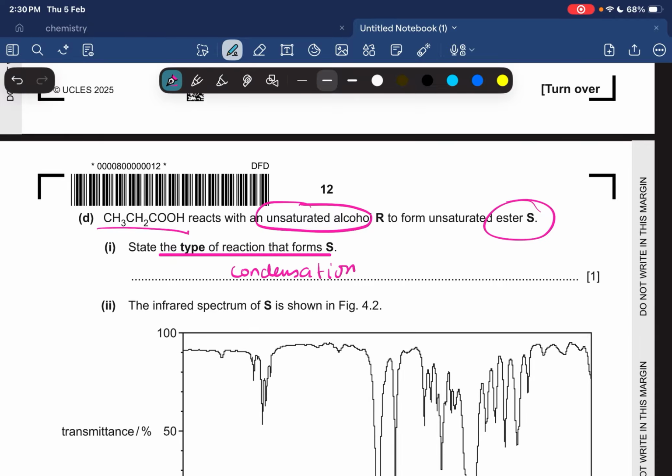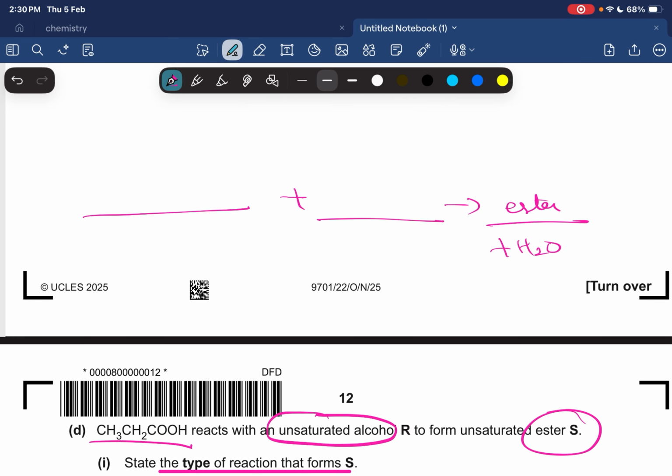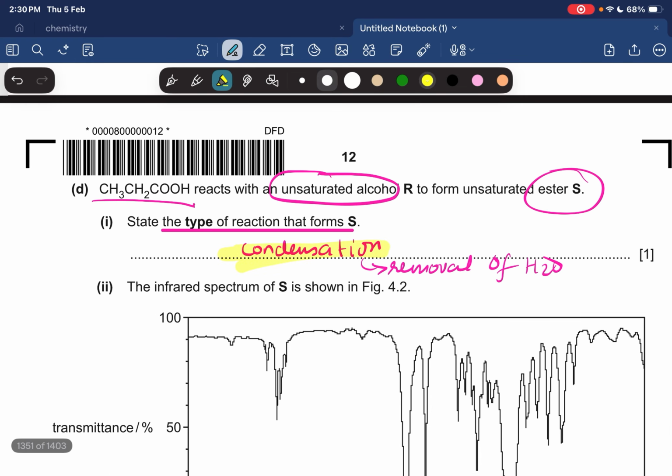Why condensation? Condensation reactions are reactions in which you have the removal of water, right? So what do you do in esterification? You have an acid, you have an alcohol, you form an ester plus water. So whenever you are forming water, you remove water. That means it's a condensation reaction.